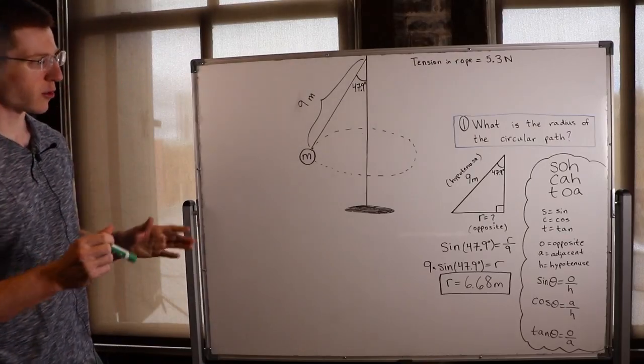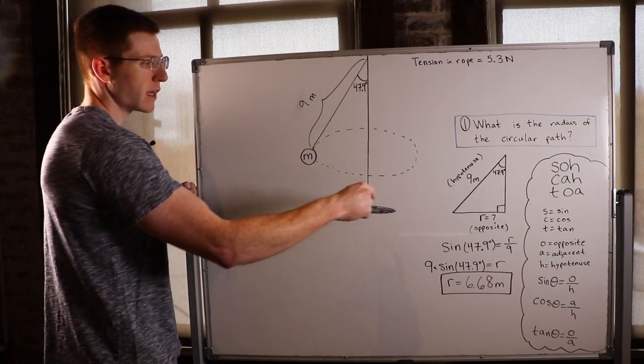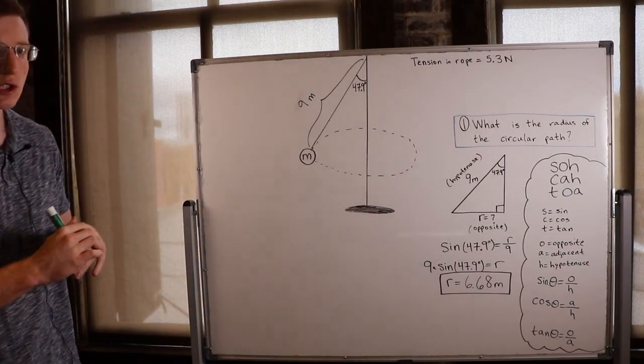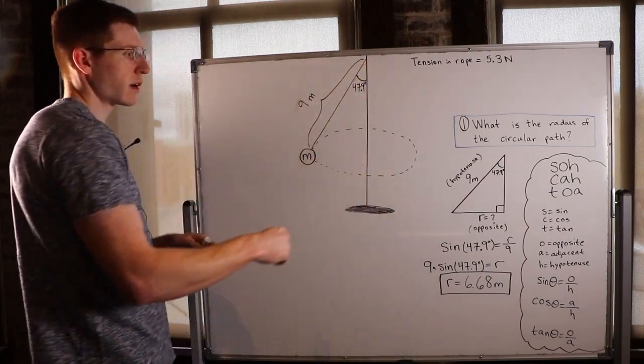Hey guys, I've got a problem for us here, and it's a mass tied to the top of a pole swinging in a horizontal circle. Okay, so this is just like tetherball. We've got a ball tied to the top of a pole and it's just swinging around in a circle.